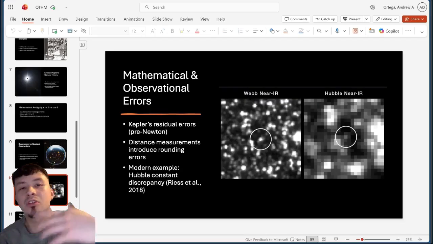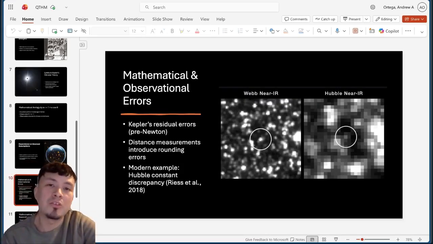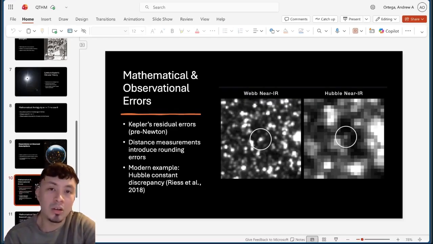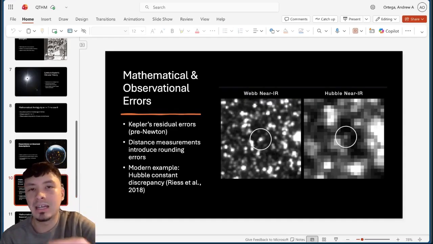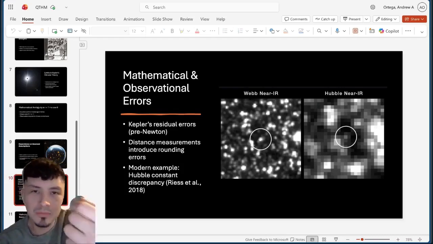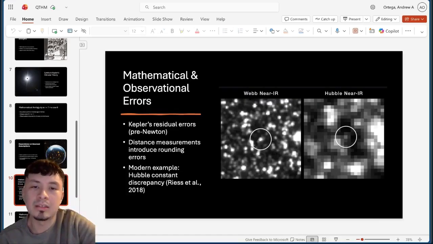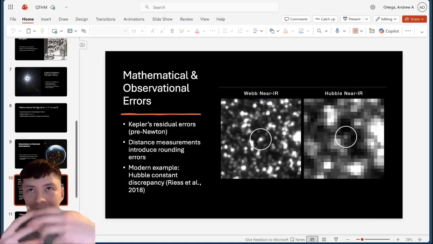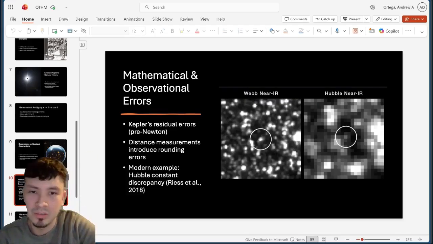Distance calculations across light years introduce rounding errors that compound over time. A modern example that we can have here, like I said, is the Hubble controversy that happened, in which different mathematical models produced a lack of information and were based on assumptions that were incompatible with the value of cosmic expansion. So this shows.